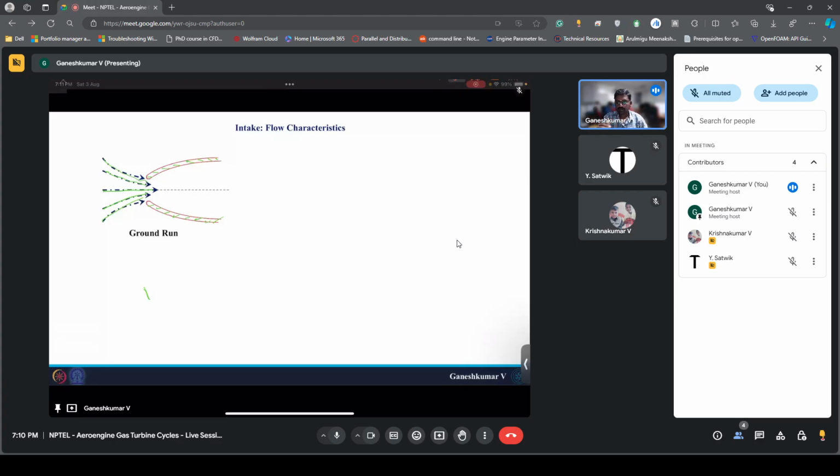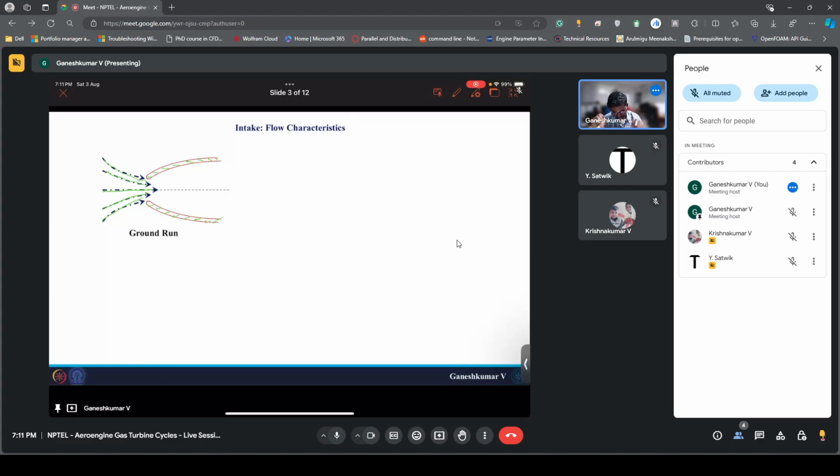All right. So this blue dotted region is going to be the stream, or you can consider it as a stream tube. This is what is entering the engine. So for a ground run, it would be something like this. If you go for a climb, which means during takeoff, during climbing, the flight speed would be lesser than the velocity of air which is entering the engine. So that's why you see a bigger area of intake.